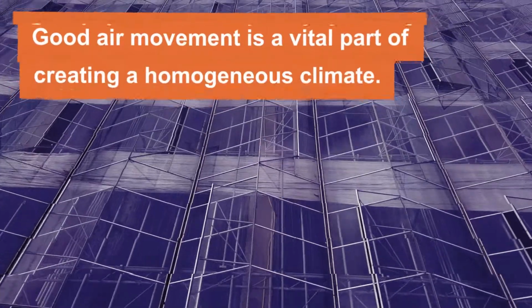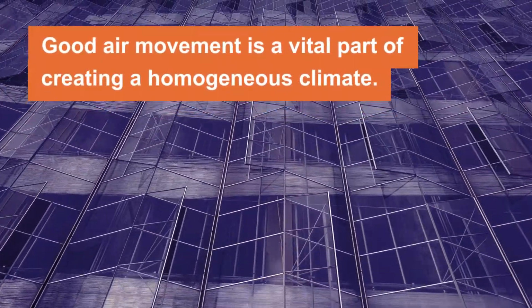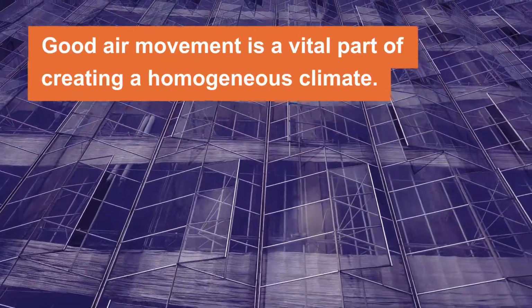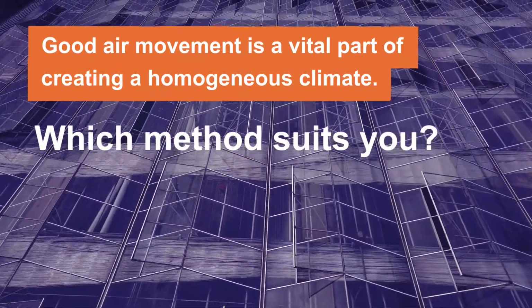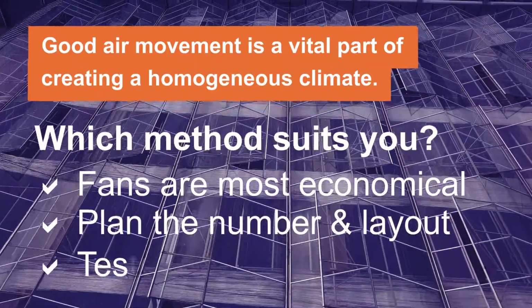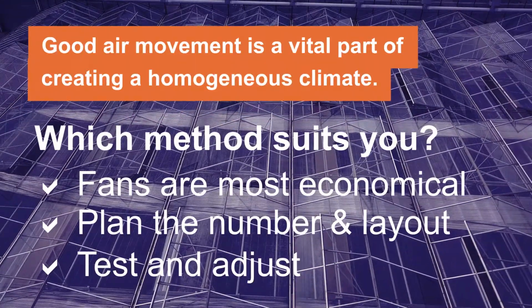Good air movement is a vital part of creating a homogeneous climate, which can help improve crop quality. While there are various methods for generating air movement, consideration should be given to the most effective solution for a given crop and glasshouse layout. Fans are often the most economical solution and can reduce energy consumption compared to using pipe heating. The layout and number of fans should be carefully planned.